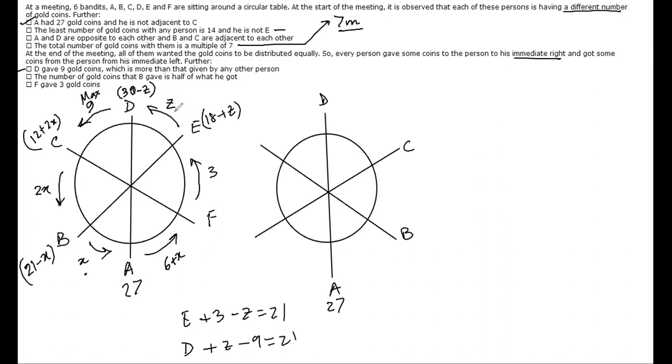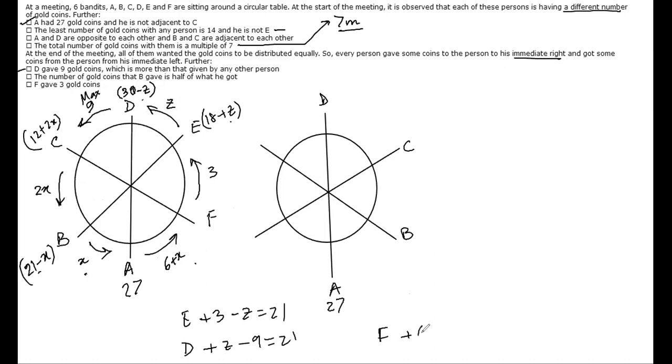Getting it? Total number of coins we can equate, because the constants will cancel. See, minus Z and Z will cancel out. The plus X and the minus X will cancel out. Getting the point? Yes, sir. By the way, I have not written down F's value. So let's write F's also.